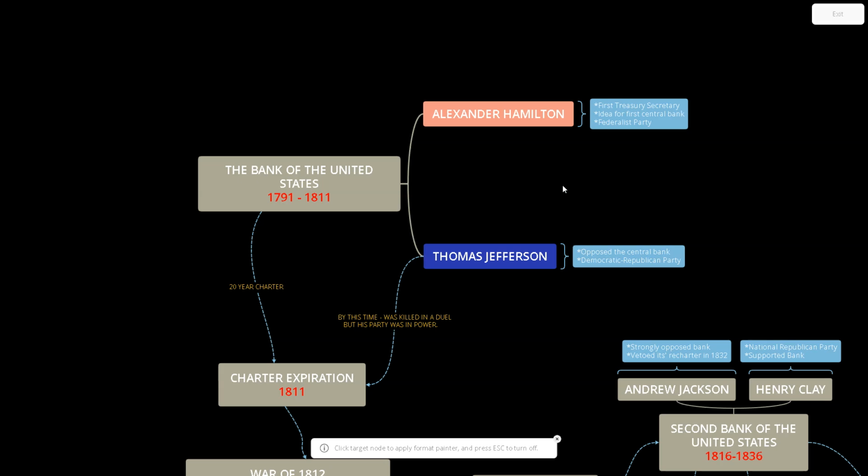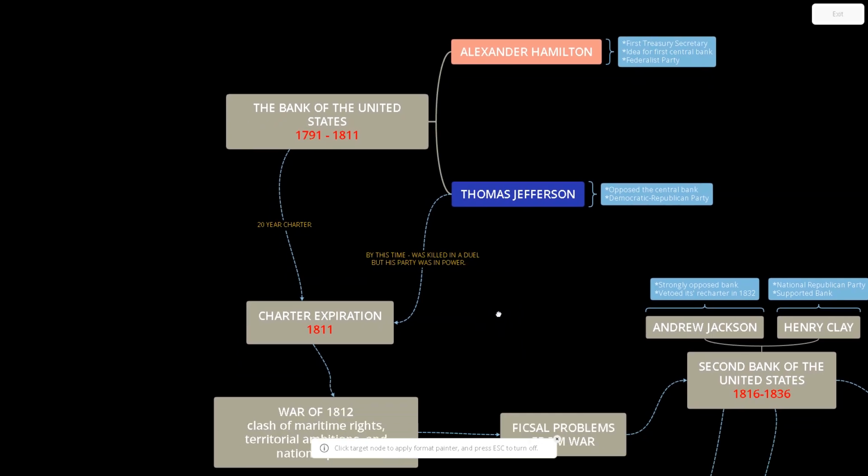The Bank of the United States had a 20-year charter that was active. There was talk of having it extended, obviously, but before the expiration date. This was like in 1808. By this time, the Democratic Republican Party had taken power. Thomas Jefferson at this time had been killed in a duel. Like IRL duel back then. And the charter eventually expired in 1811.